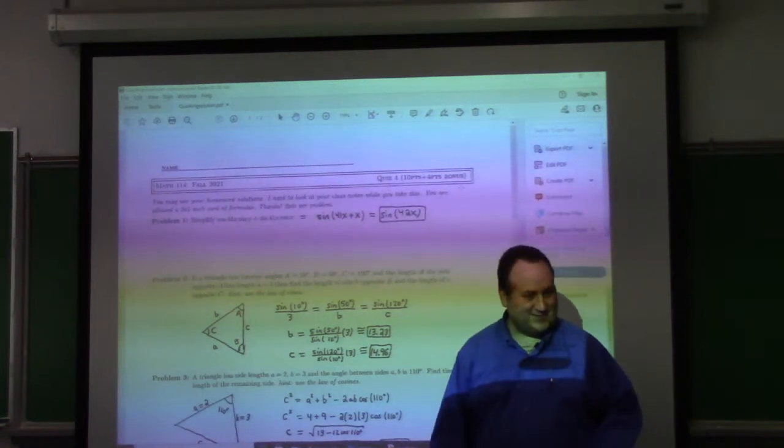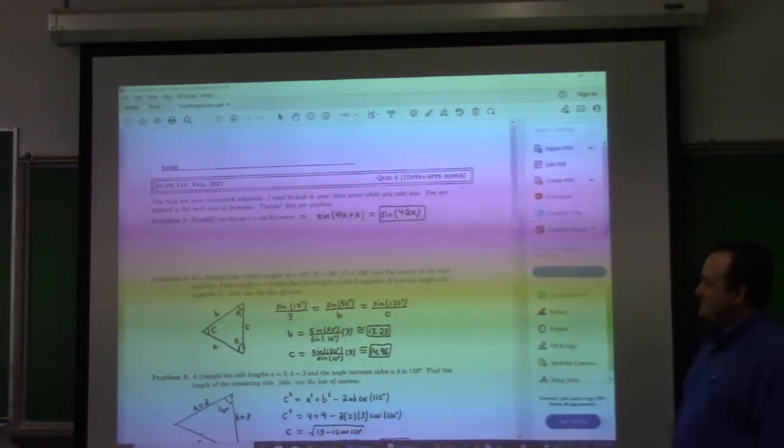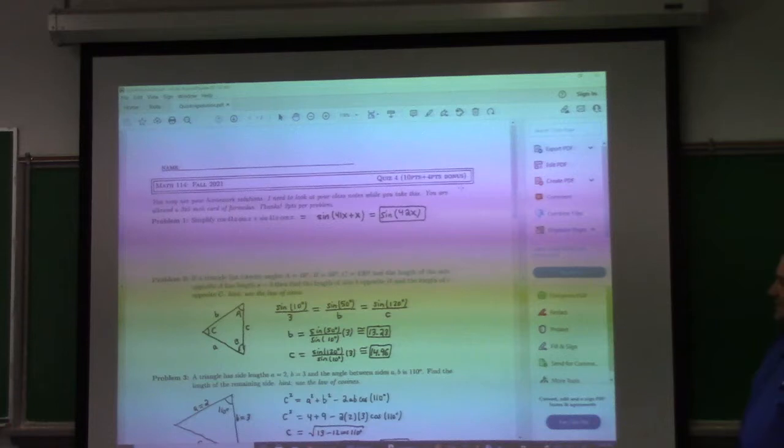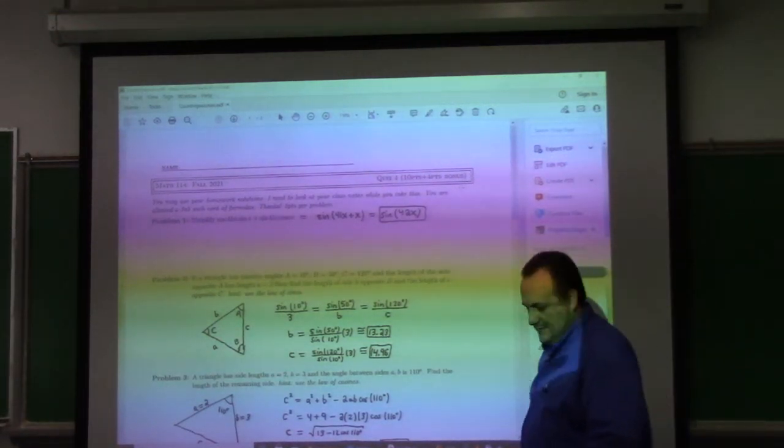Anyway. Left it as sine 4x plus x. Are we okay? If you left it as sine of 4x plus x, yeah, that's okay. I give you half credit for that, but no, I'm kidding. Give you most of the credit for that. Let's see here.